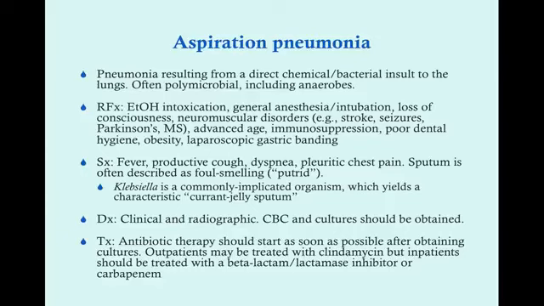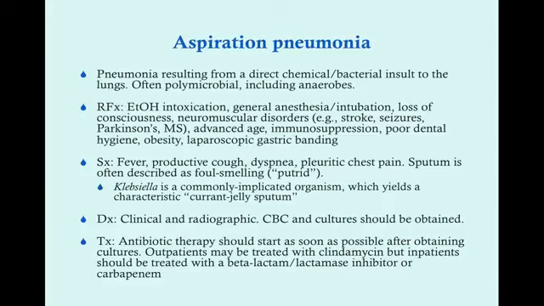And then obesity, probably because of the increased pressure, and laparoscopic gastric banding. There's other things like esophageal issues that can also be risk factors as well. Things like Zenker's diverticulum. Symptoms include fever, productive cough, dyspnea, and pleuritic chest pain, basically everything you would see in regular pneumonia. Sputum is often described as foul smelling. That's an indication that you have anaerobes, and then a lot of times it'll be described to you in the test as putrid. Klebsiella, as I mentioned, is a commonly implicated organism which yields a characteristic currant jelly sputum.